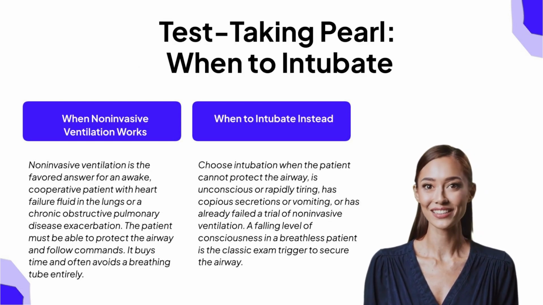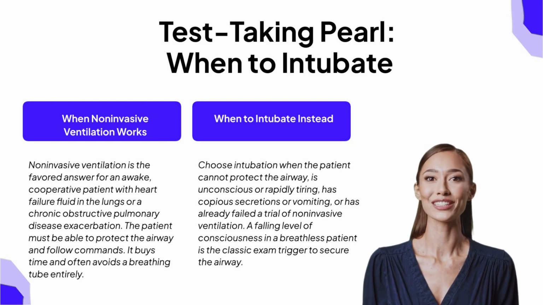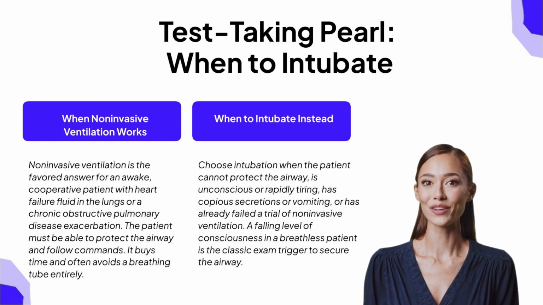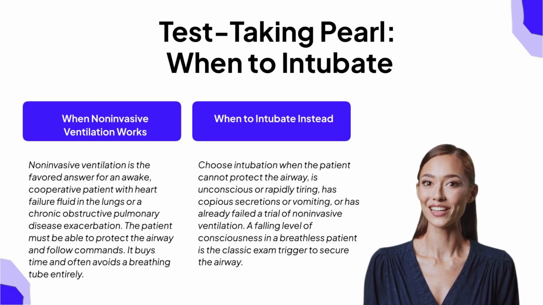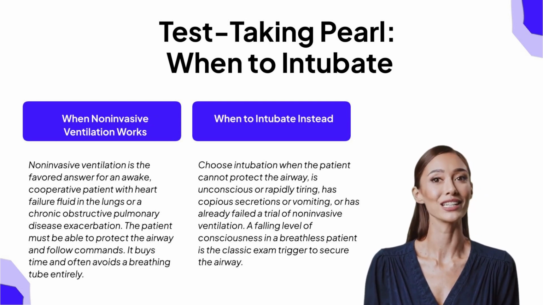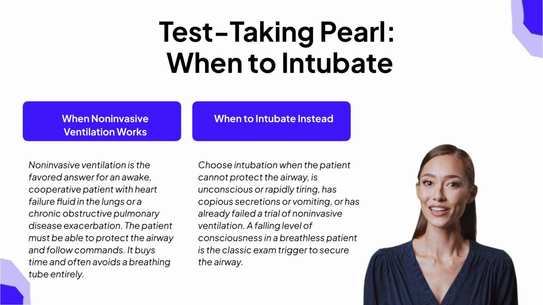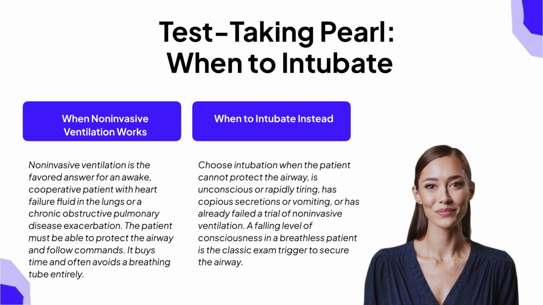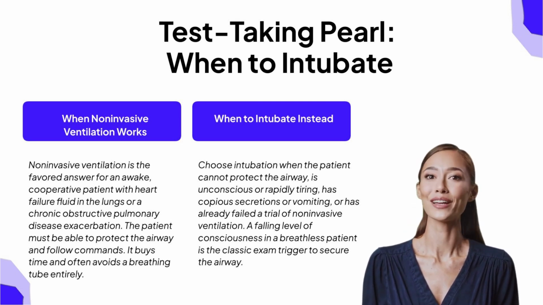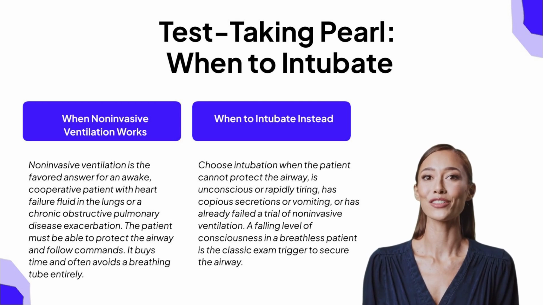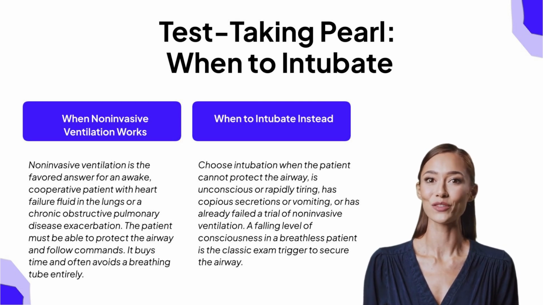Here is a critical test-taking pearl about when to use non-invasive ventilation and when to reach for a breathing tube. Non-invasive ventilation is the favored answer for an awake, cooperative patient with fluid in the lungs from heart failure or with a chronic obstructive pulmonary disease exacerbation. The patient must be able to protect the airway and follow commands. When that is true, non-invasive ventilation buys time, lowers the work of breathing, and often avoids a tube entirely.